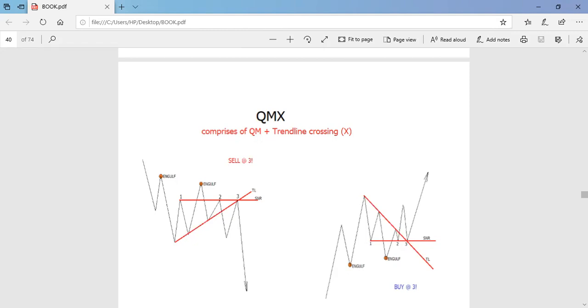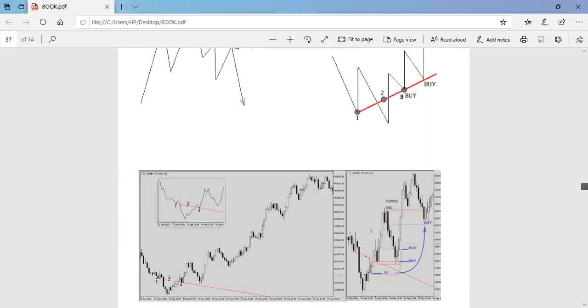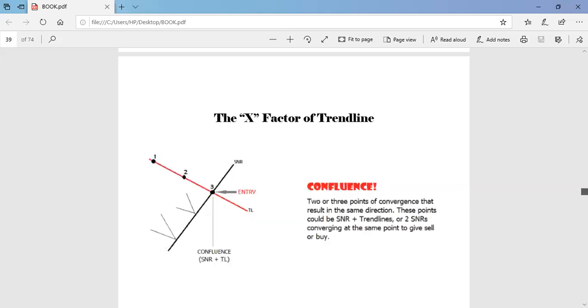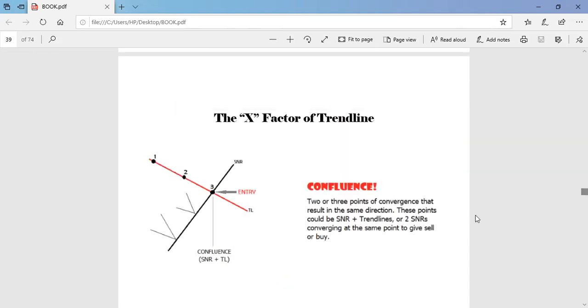Yeah. So we'll come into this. Let's quickly see more examples I did here. Yeah, we come to the power of X, the X factor of trend line. What is the X factor? We talk about the confluence area in trading.